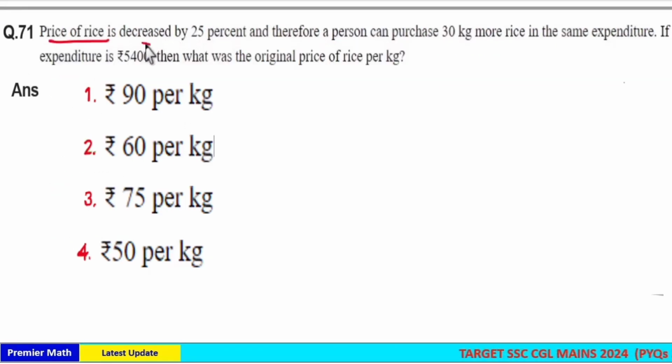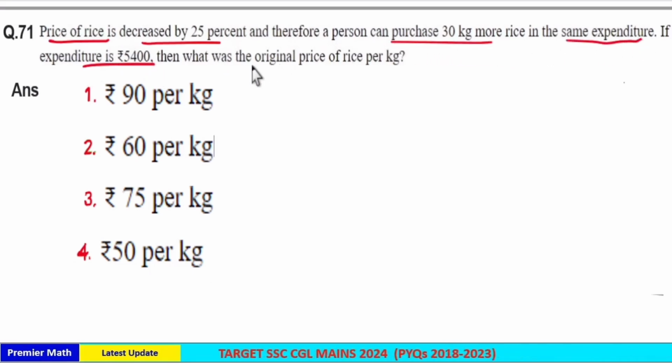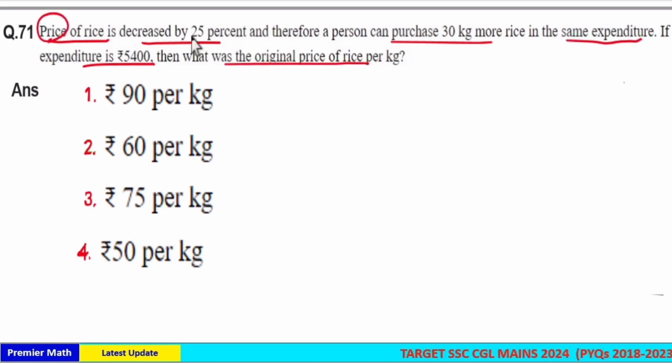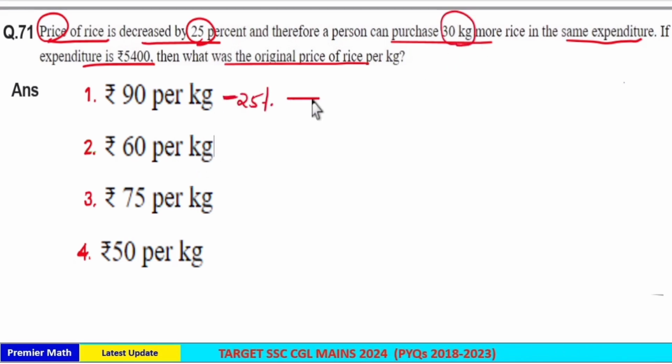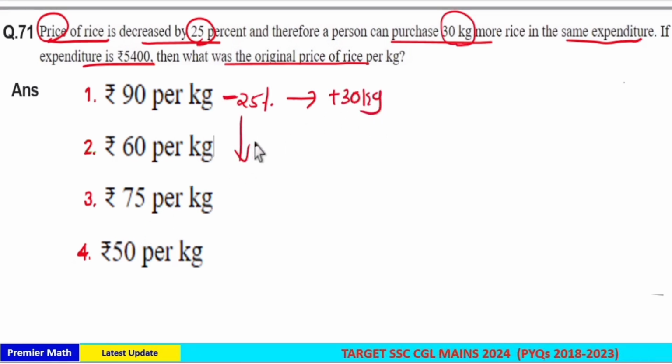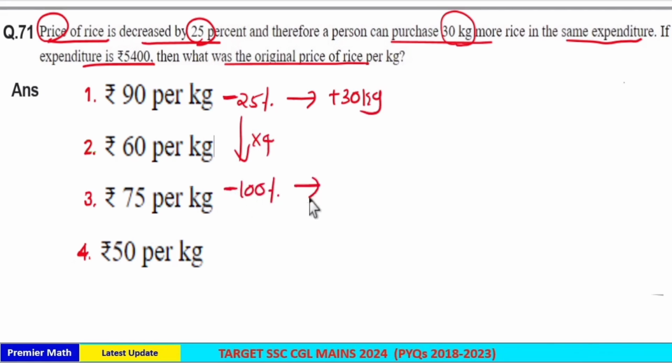The price of rice decreased by 25% and therefore a person can purchase 30 kg more rice in same expenditure. If expenditure is 5400 rupees, what was the original price of rice per kilogram? So when you reduce the price by 25%, you will get 30 kg more amount. So this 25% reduction leads to this 30 kg more amount. When you reduce the price by 100%, 25 into 4 is 100%. So 100% price reduction leads to 30 into 4, 120 kilogram amount.